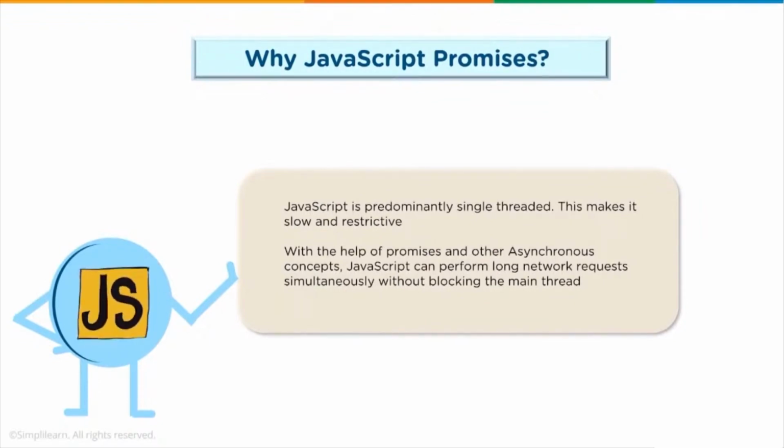So to overcome these drawbacks, asynchronous programming came into the picture. So in this case, the main thread continues its execution while JavaScript allows long network requests and other tasks to happen simultaneously. Now, with the help of features like callbacks, promises, and async await, asynchronous programming can be easily achieved. I hope now you understood why promises or asynchronous programming came into the picture.